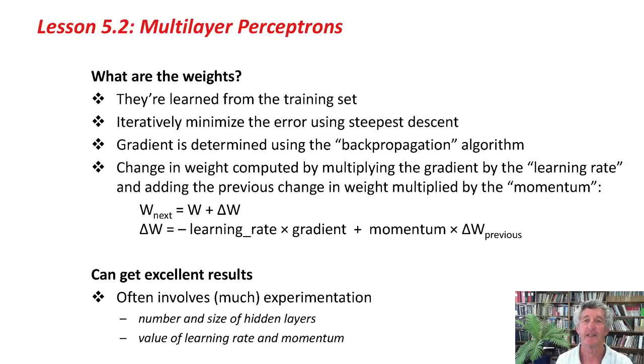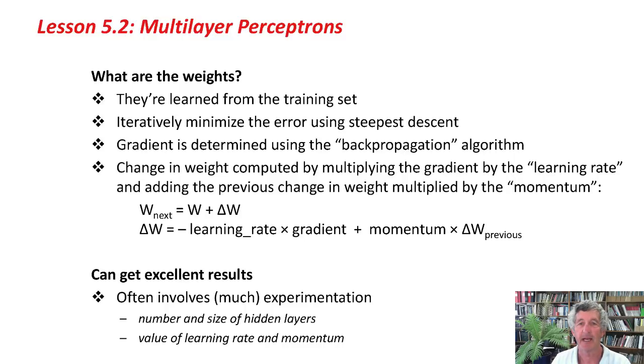And what are these weights? Well, they're learned from the training set. They're learned by iteratively minimizing the error using the steepest descent method, and the gradient is determined using a backpropagation algorithm. We're not going to talk about the backpropagation here. But the change in weight is computed by multiplying the gradient by a constant called the learning rate and adding the previous change in weight multiplied by another parameter called momentum.